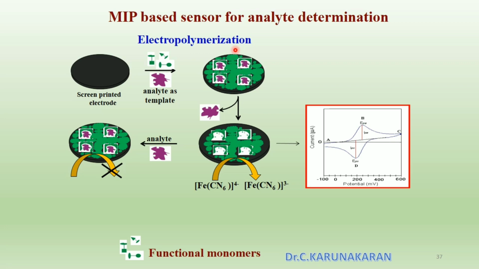The advantages of MIP based molecular imprinting polymer are low cost. They are very cheap and they are very stable compared to proteins, antibodies. They have long shelf life. Here ferri and ferrous cyanide are used as the probe for the analyte determination.